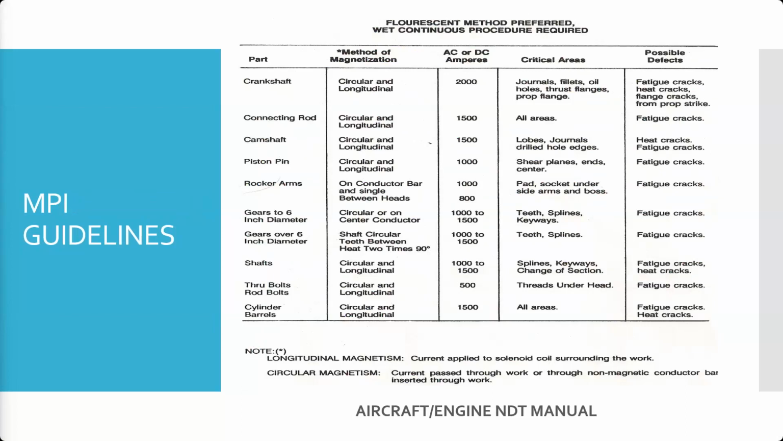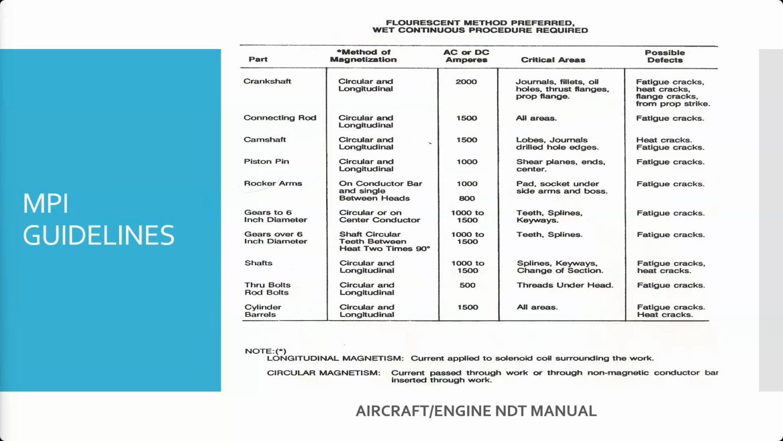Here is an example out of, I want to say, the O-470 overhaul manual. And it shows, for different parts, like a crankshaft, a very large part, right? It can handle a lot of current. They're going to tell you they want you to run 2,000 amps through it. Areas to be aware of: journals, bearing journals, they take a lot of abuse, right? So they're probably prone to cracking at bearing journals and other damage. Fillets, oil holes, thrust flanges, where the propeller attaches, right?